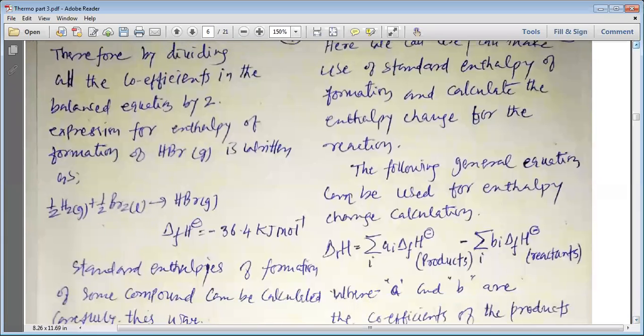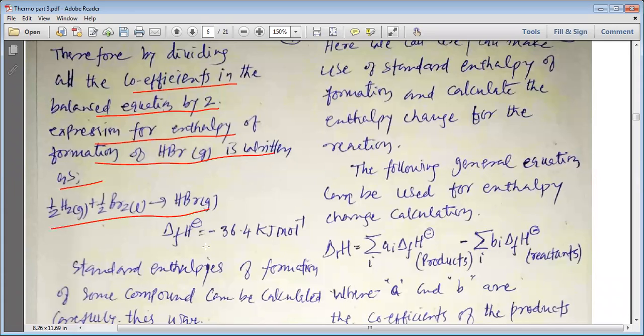Therefore, by dividing all the coefficients in the balanced equation by 2, the expression for the enthalpy of formation of HBr gas is written. We will write it in this form, and this is how we get the enthalpy of formation of HBr as minus 36.4 kilojoule per mole.